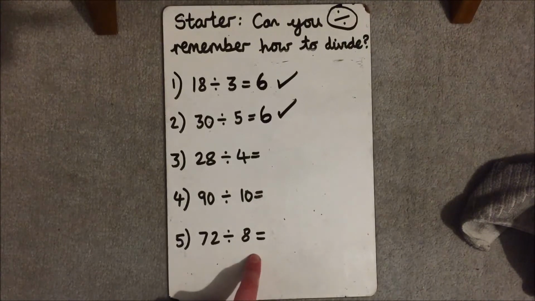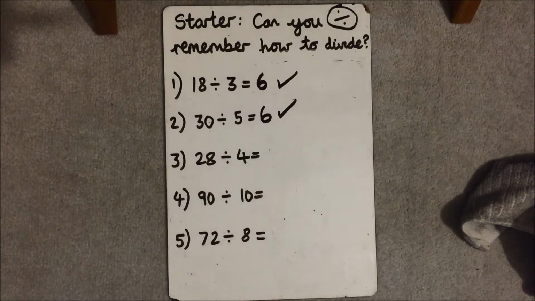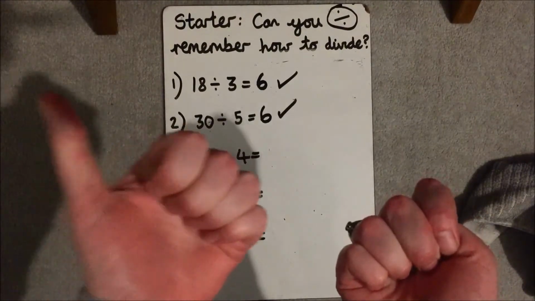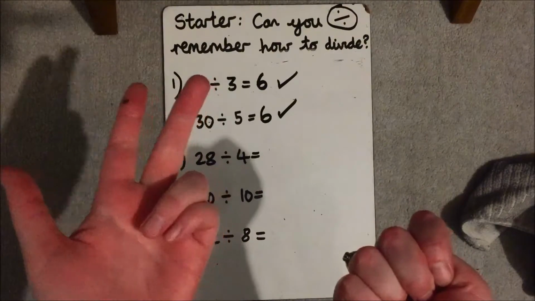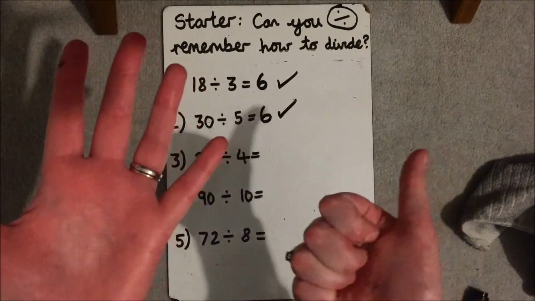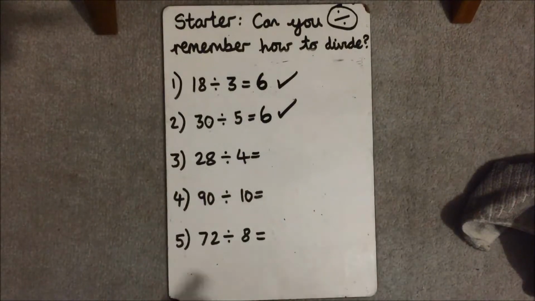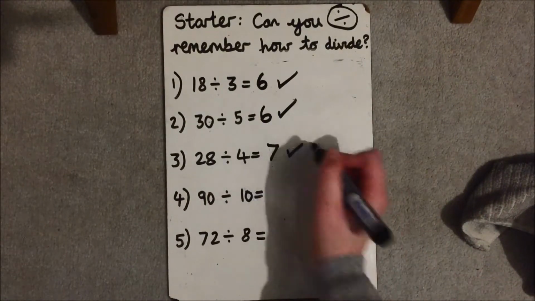That's a tricky one as you're counting in 8s. Pause the video and complete now. Once you've finished, unpause and we'll correct it together. Ready to correct? Fingers up, counting in 4s to 28. Ready? 4, 8, 12, 16, 20, 24, 28. We counted 4 7 times. Give yourself a tick. Well done.